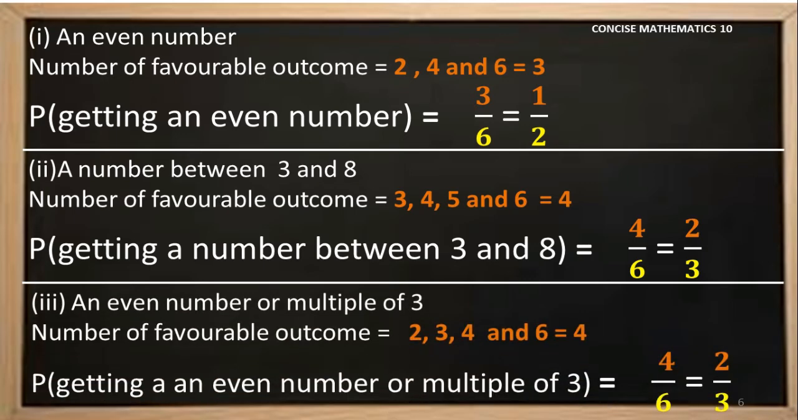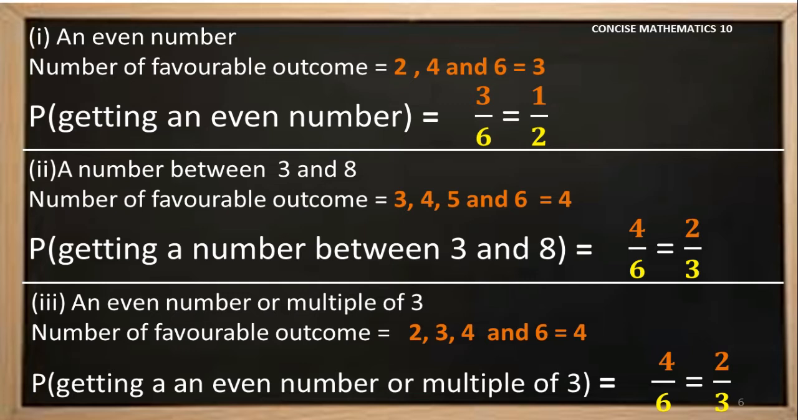And the third sub question is an even number or a multiple of 3. So, there is a choice. It can be an even number or it can be a multiple of 3. Let us cross check once. First number is 1. 1 is neither an even number nor a multiple of 3. So, 1 is ruled out. 2. 2 is an even number. We can consider it. Write down 2.